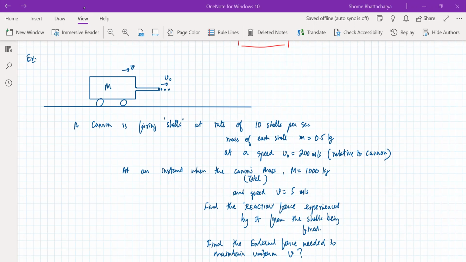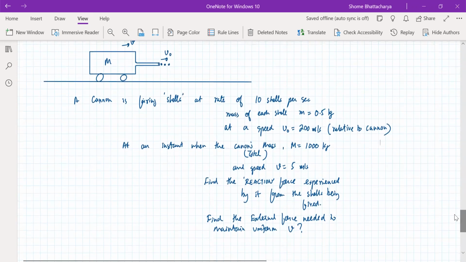Yes, tell me, beta. When a shell is fired, the velocity of that cannon will change, right? See, that is not important for the first part because we are calculating the instantaneous reaction force. And then in the second part, we are applying some external force such that we are maintaining uniform V. So that reaction force is getting absorbed by some kind of external force.